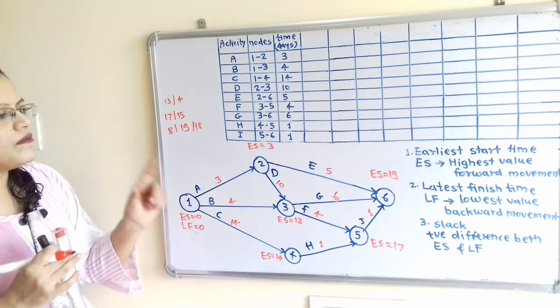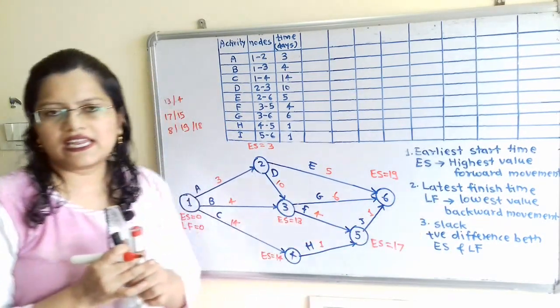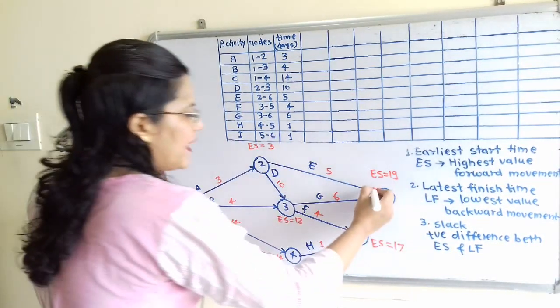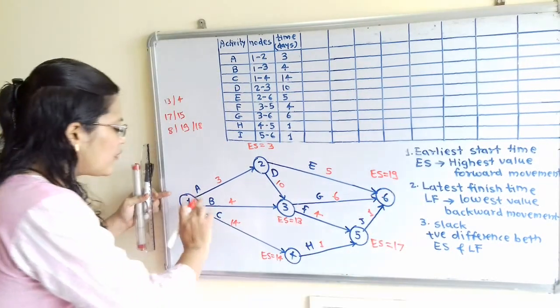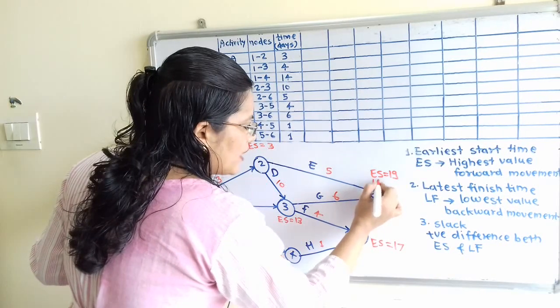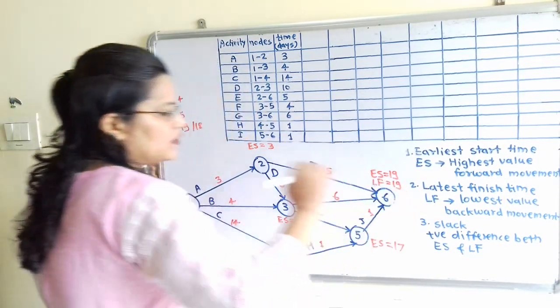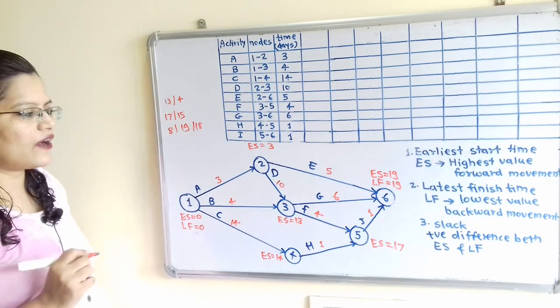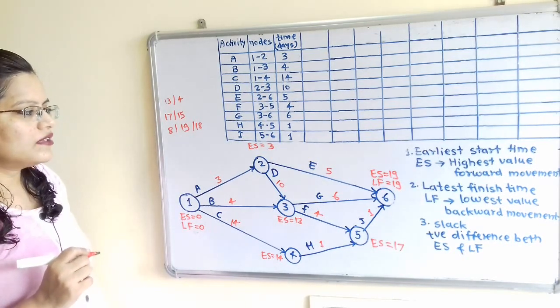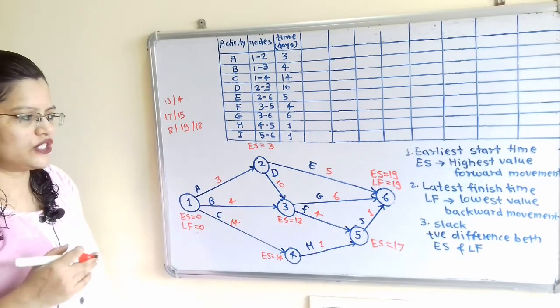Now we will move to calculate the latest finish time, that is LF. So LF at node 6. Node 1 is the start node and node 6 is the end node. So LF is equal to ES, which is equal to 90, that we have to consider. Now we will calculate in the backward direction.